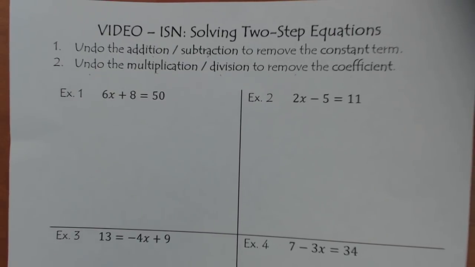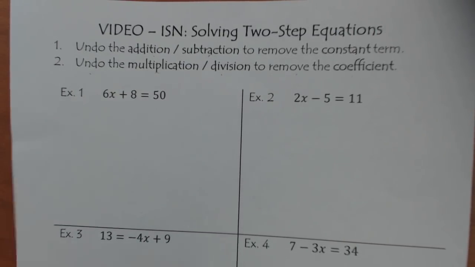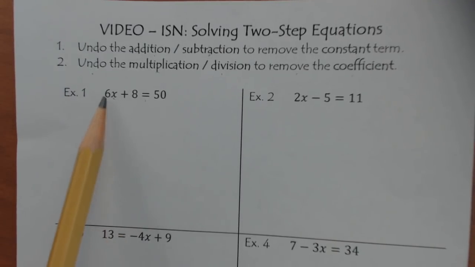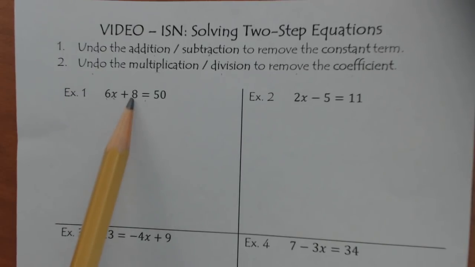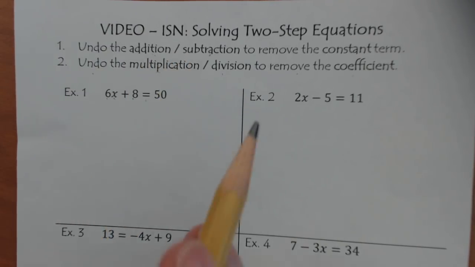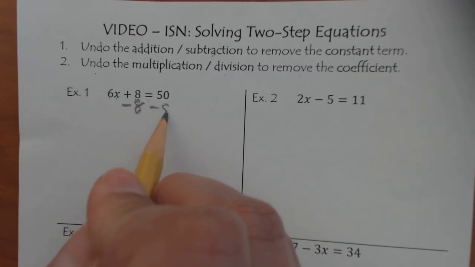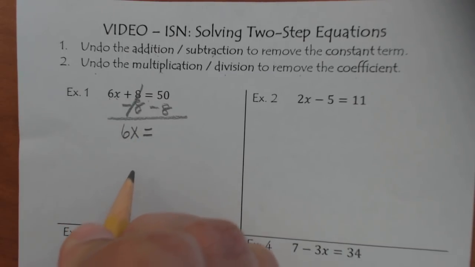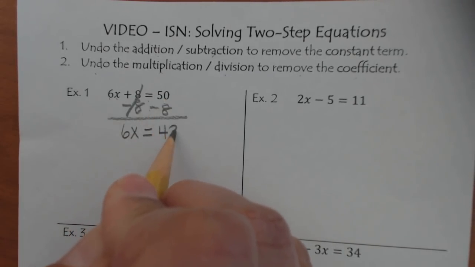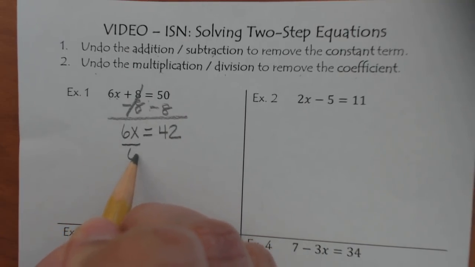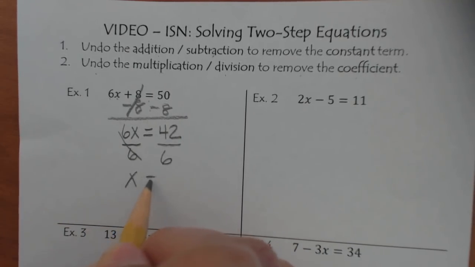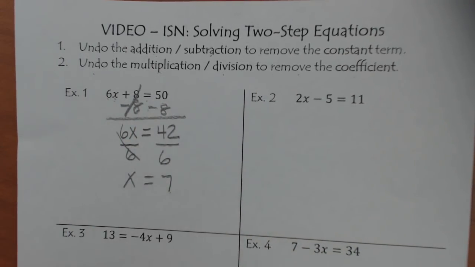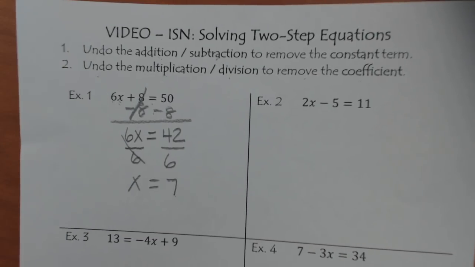So example 1, 6x plus 8 equals 50. We locate the variable, which is on the left side of the equal sign. Next to it, we have a 6, which is multiplication, and we have a plus 8. So let's undo the addition or subtraction, which is that plus 8. We're going to subtract 8 from both sides of the equal sign. Bring down our 6x, remembering to bring down our equal sign. 50 minus 8 is 42. Then we can undo the multiplication with division, and x equals 7. We can check this by inputting the 7 for x to see if it would equal 50, and it does.